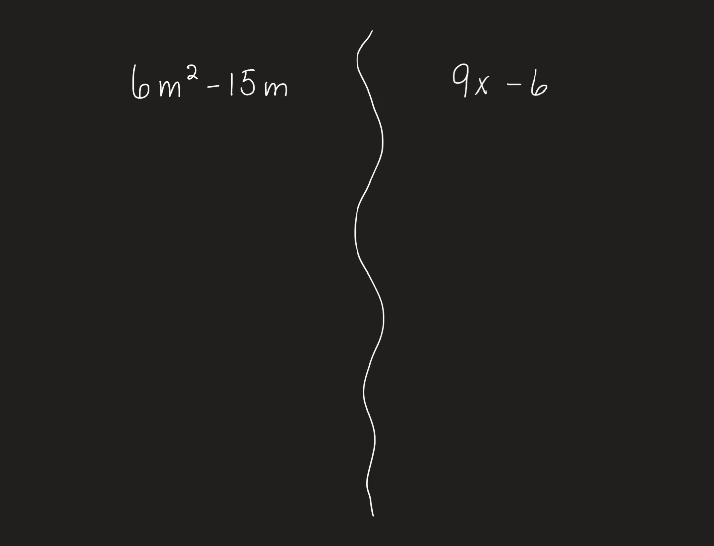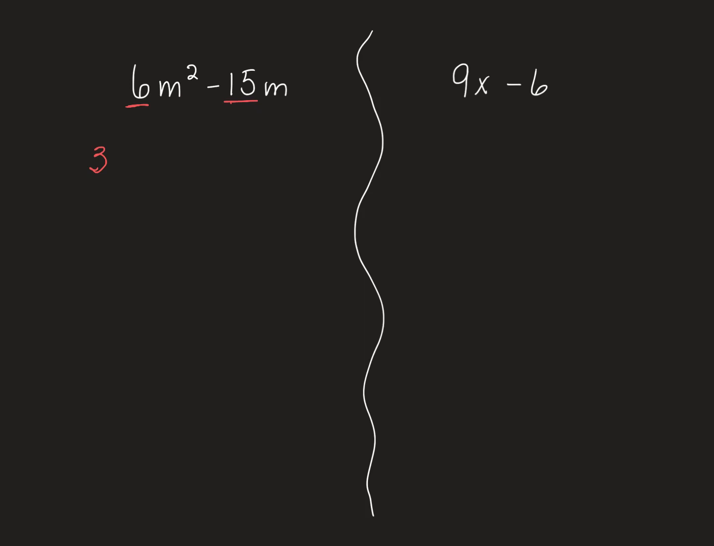So the first one I have is 6m squared minus 15m. The first thing I want to do is determine if the coefficients, or the numbers, have anything in common. So the coefficients I have are 6 and 15. Well, I can't take 6 out of 15, so that's not the common one. But I can take a 3 out of both of them. So I'm going to write down that they have a 3 in common.